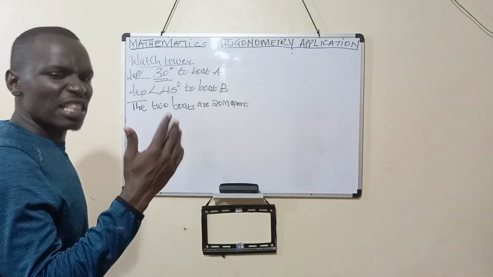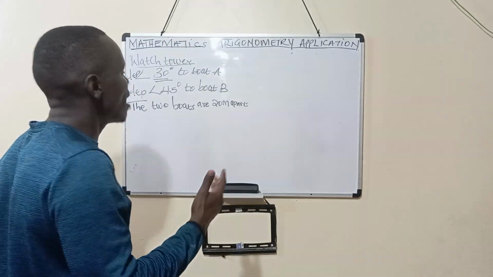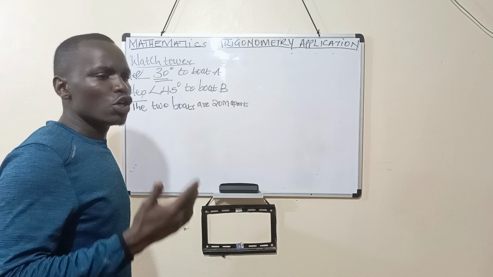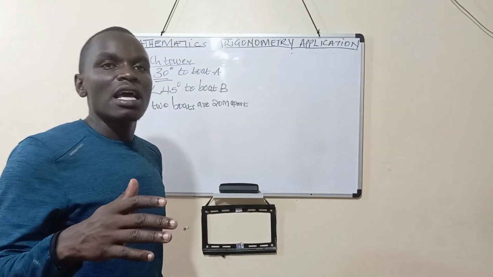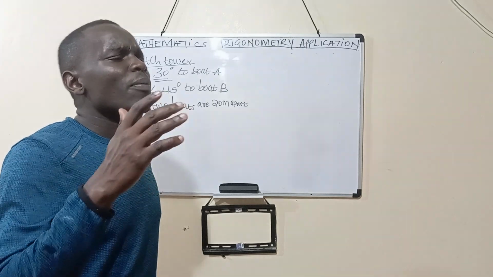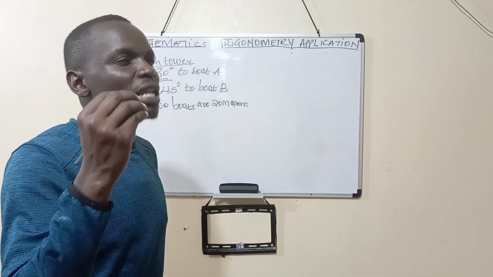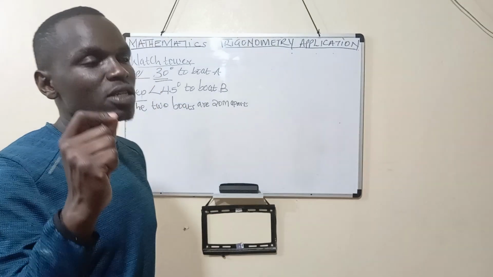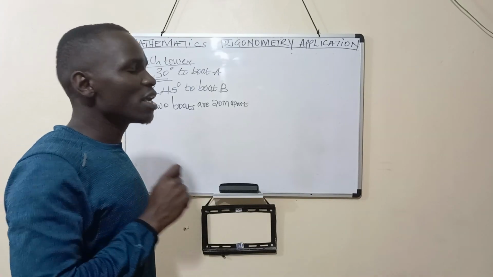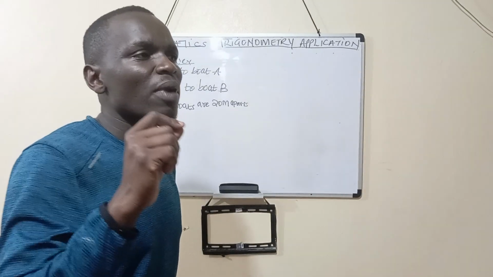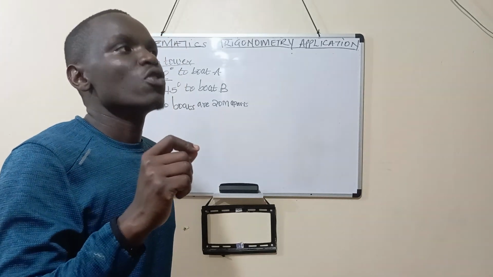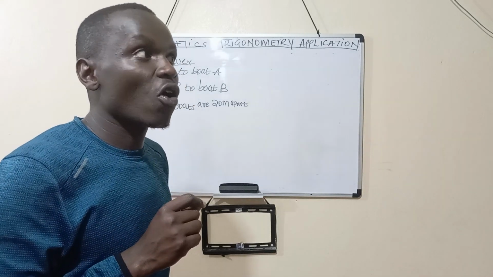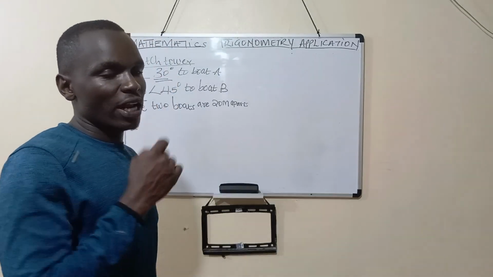So let us sketch the diagram, or diagrammatically interpret the question, so that we can solve. Remember, in trigonometry, interpretation is the basic and the most important aspect. If you are unable to interpret the question properly, I promise you, you will not be able to score it correctly.